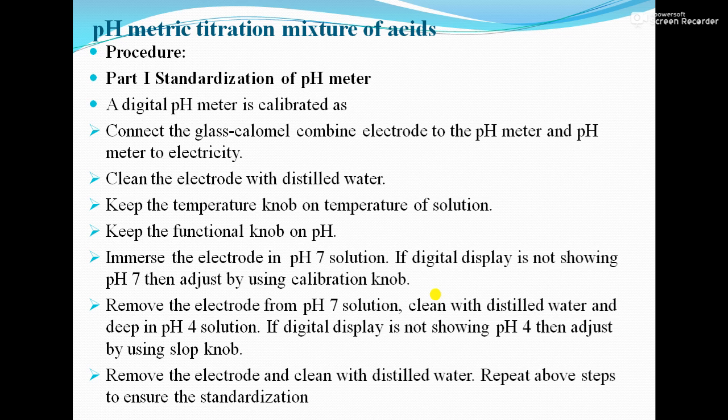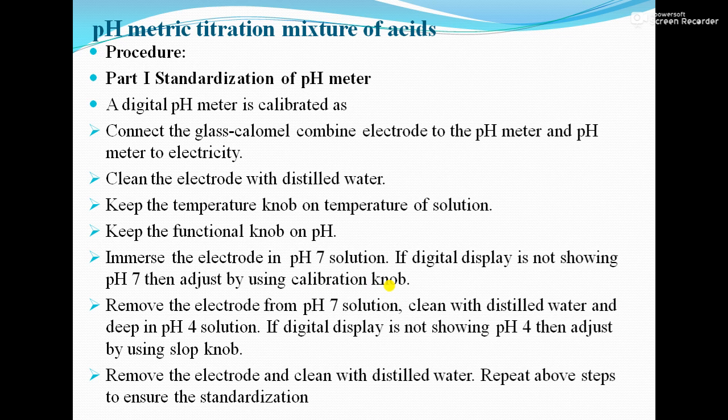Then remove the electrode from the pH 7 solution, clean with distilled water and dip it in the pH 4 solution. If the digital display is not showing pH 4, then adjust by using the slope knob. Okay, so you can see, if you are using pH 7, then you have to use the calibration knob, and when we are using pH 4 solution, then we have to use the slope knob.